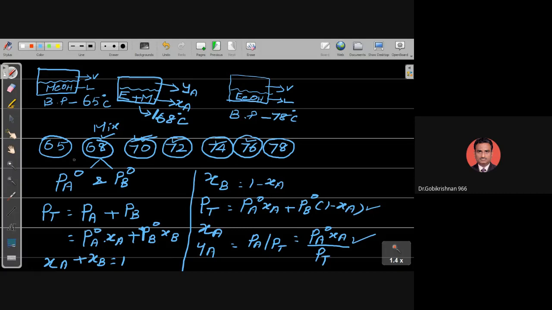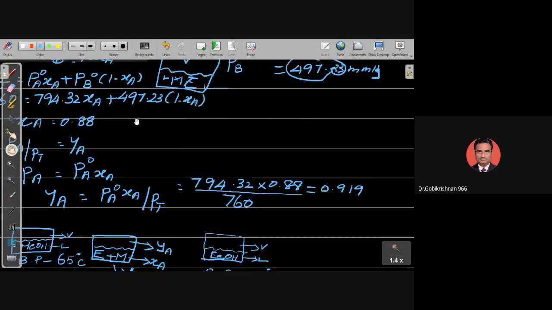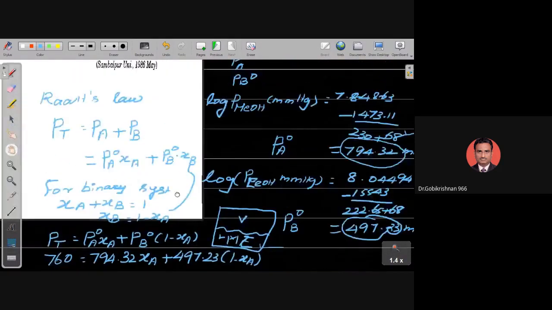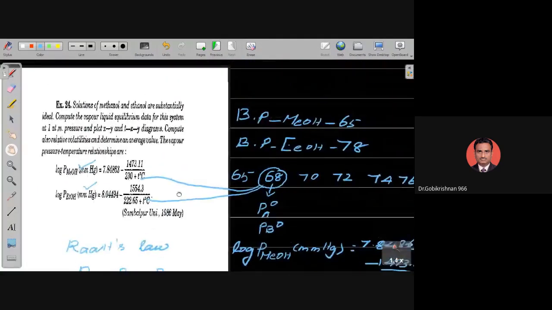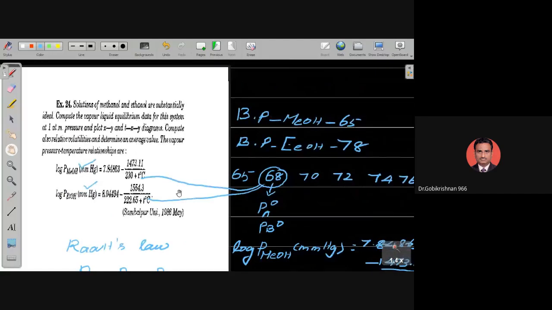Okay, therefore this is the situation here. Again, I will repeat. See here. The solutions of methanol and ethanol are substantially ideal. That is, these two are highly miscible. And we compute the vapor liquid equilibrium data, which is nothing but the XY data. For the system at 1 atmosphere, the pressure is 1 atmosphere, and we have to plot the XY and TXY diagram.